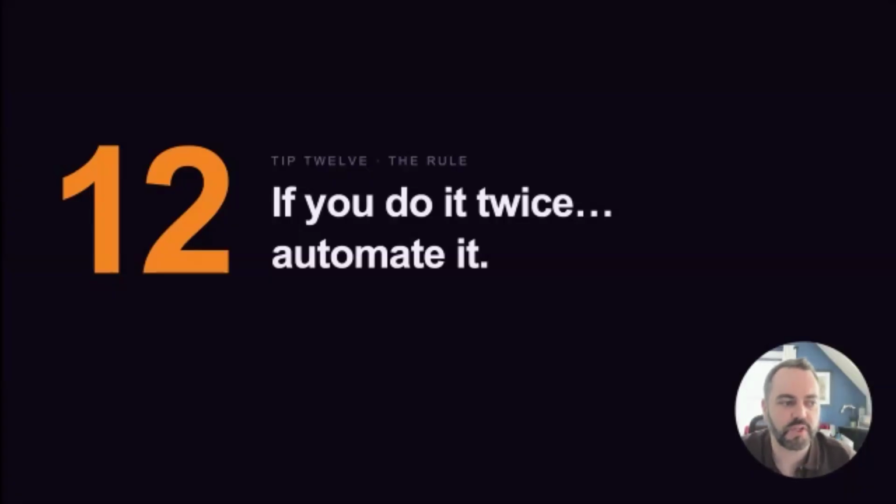Tip number 12. If you do it twice, automate it. That should be your rule. If you do it twice, automate it. The second time you do something manually, stop and ask, can a robot do this? Not everything should be automated, but more things can be automated than most entrepreneurs realize. And a lot of it is you just can't let go. You can't let go of it. I need to do it, right? But just automate it. Modernize your business, folks.